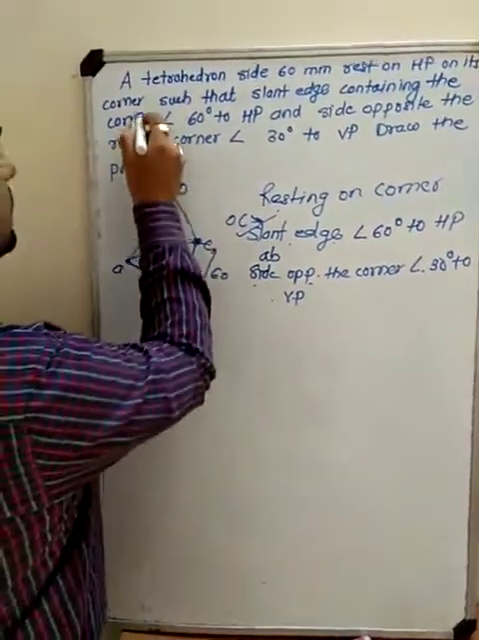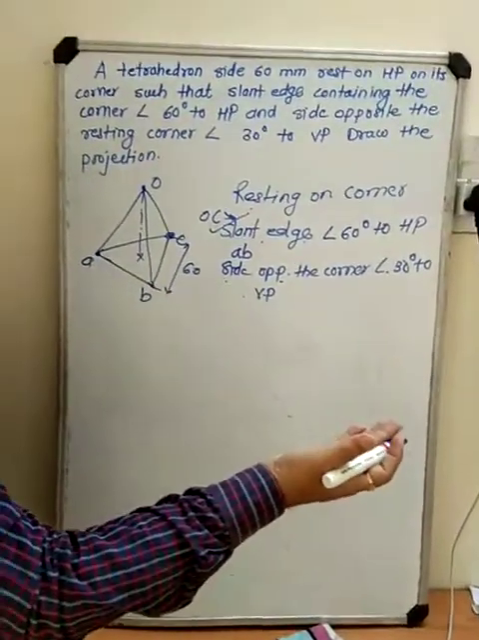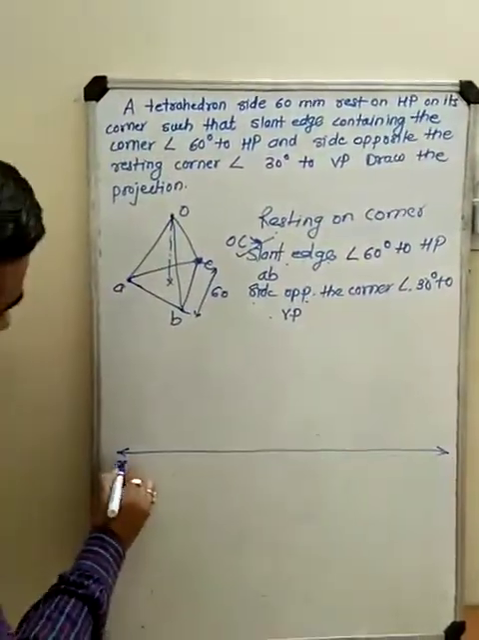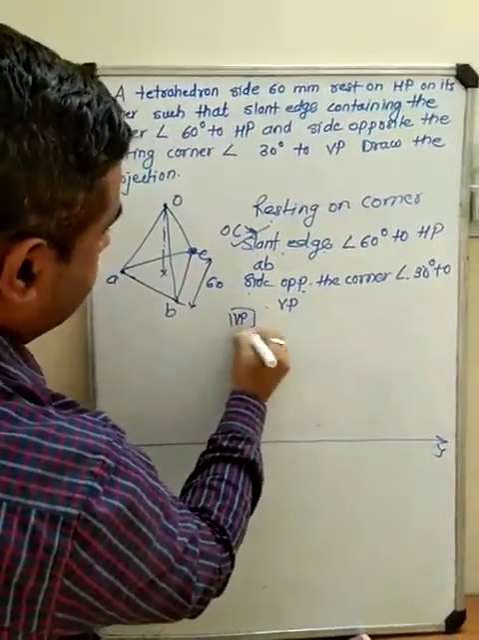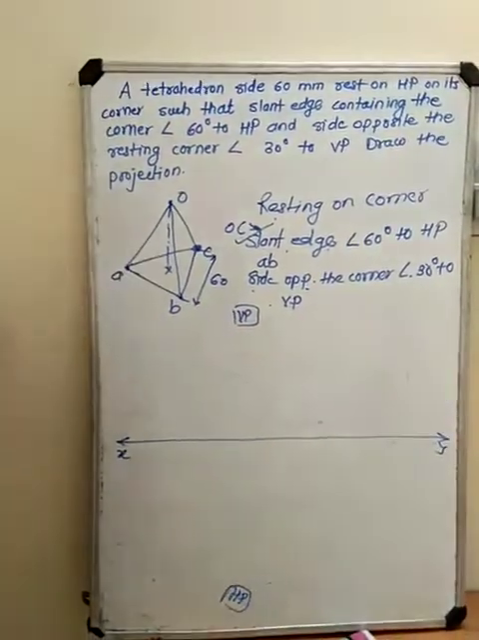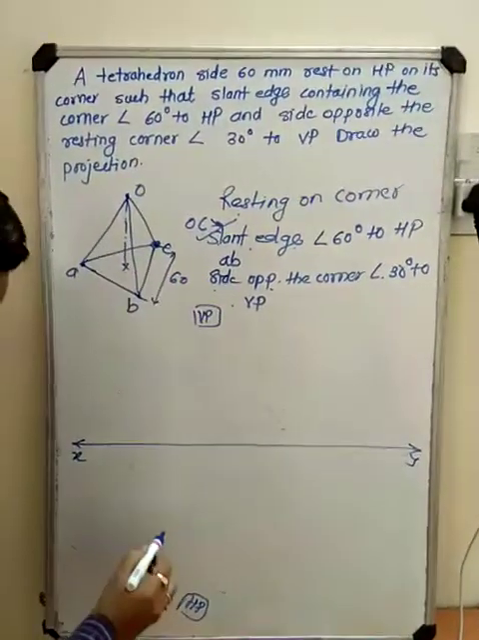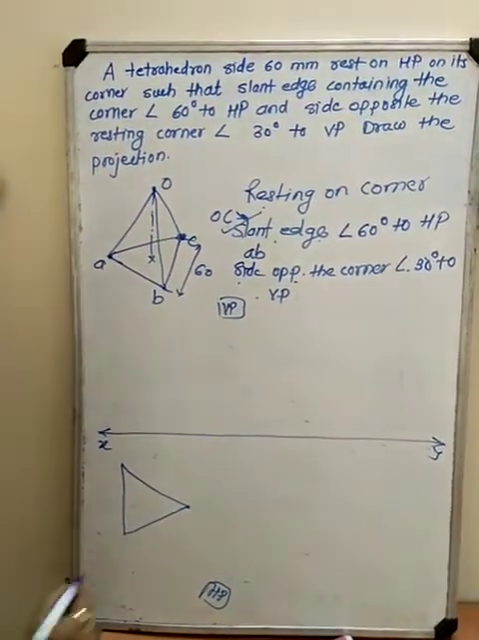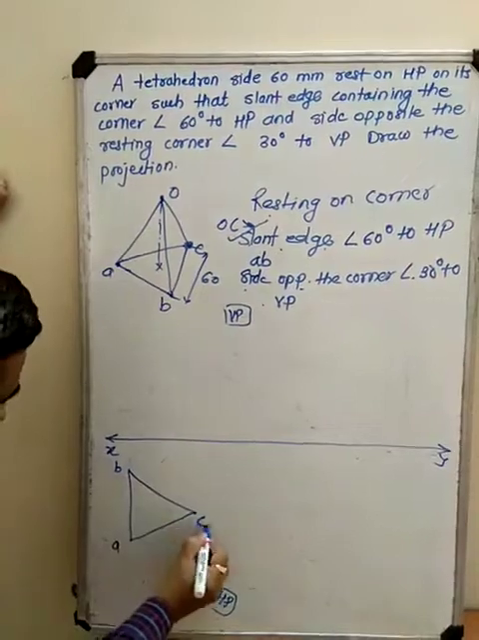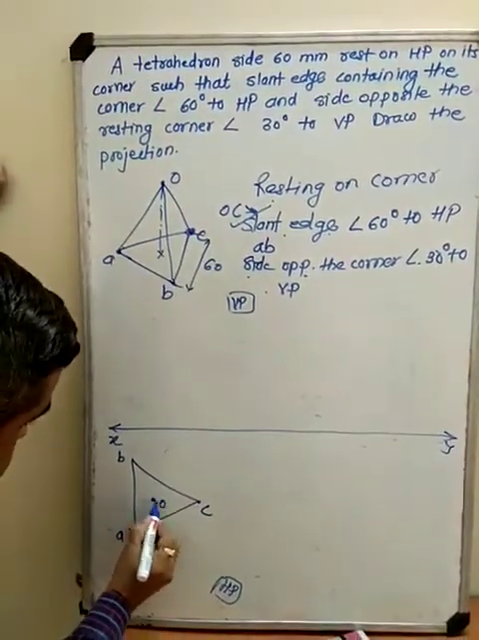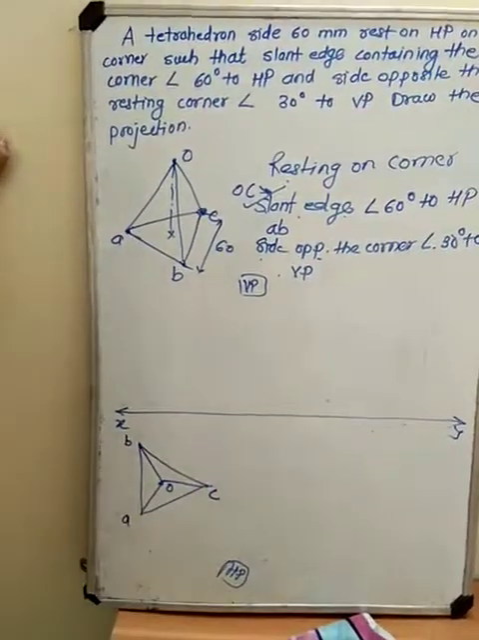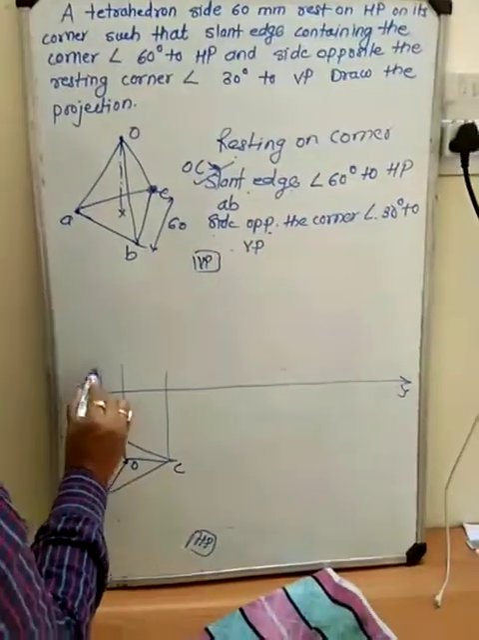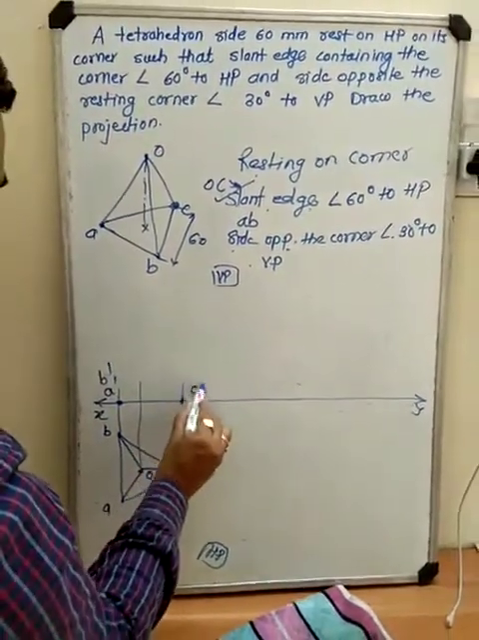Now as it is resting on a corner, your corner should be on the right hand side. So first of all, how to draw the problem? Draw VP and HP. Observing from the top, the corner should be on the right, so you have to draw like that, and this opposite edge should be perpendicular. Here are A, B, C. Now observing from the top, you will get O also and the edges. Then you project A dash, B dash, C dash.